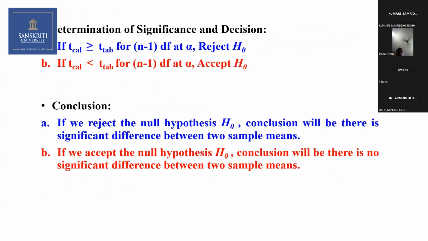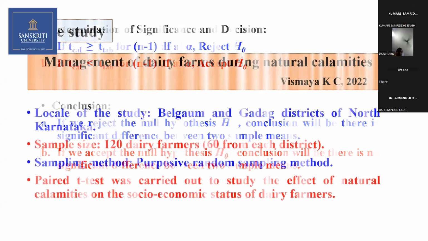And I told you already, if the calculated value is greater than the table value or the critical value for N minus 1 degrees of freedom, we reject the null hypothesis. If it is less, we accept the null hypothesis. Okay. So let us take one example only.